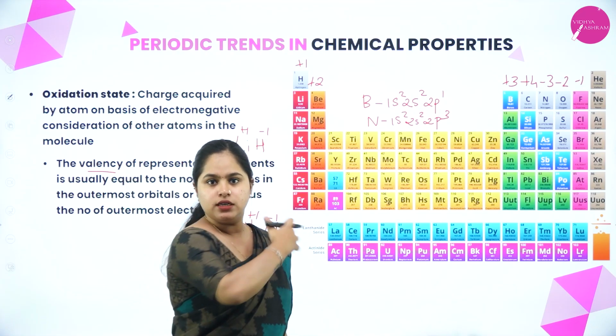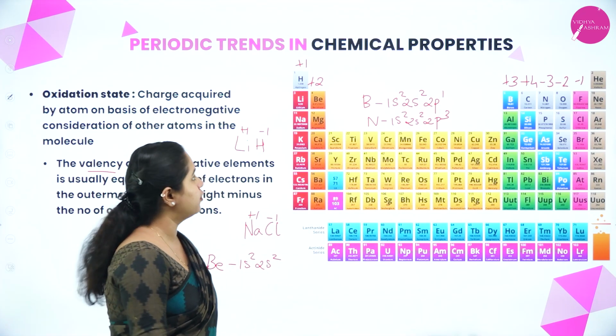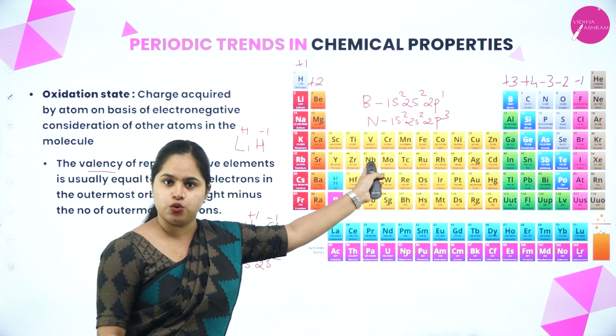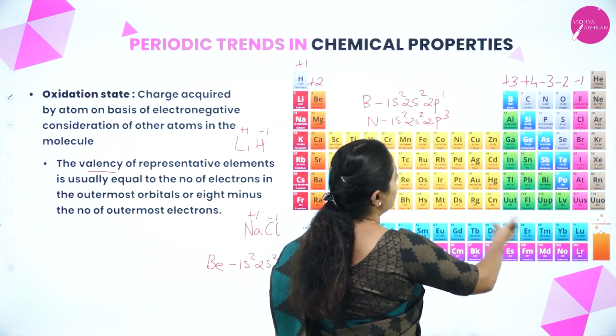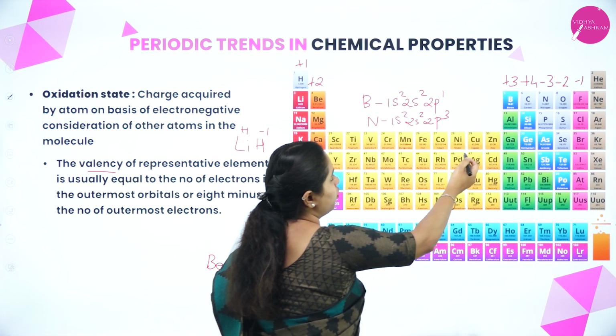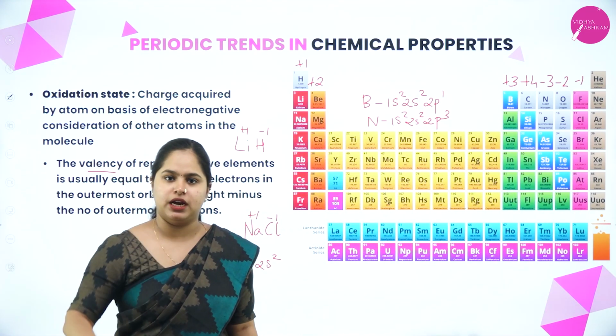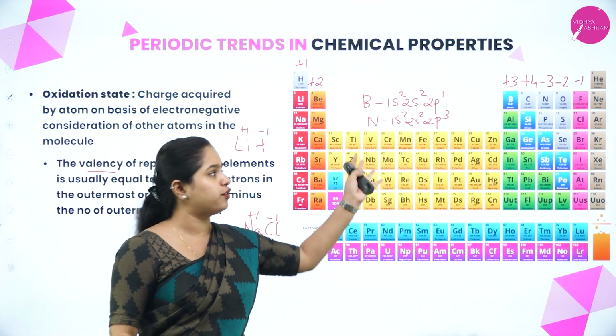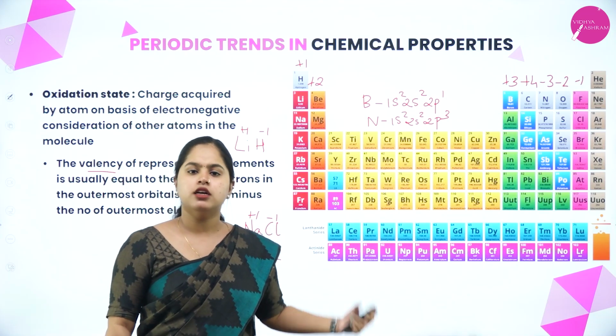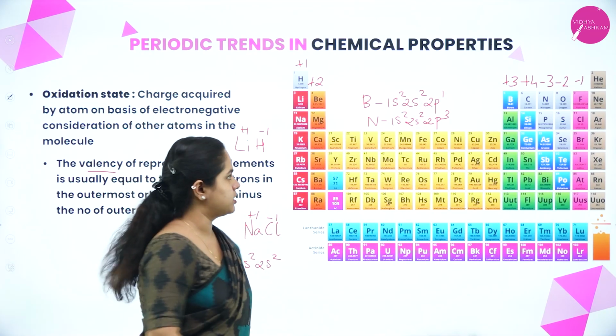I hope the trend in oxidation state is clear to you. It is +1, +2 for the S block elements, and for the P block elements, as you can see, it is +3, +4, -3, -2 and -1. I hope you understood the difference between the plus sign and minus sign. So, this is about the oxidation state.